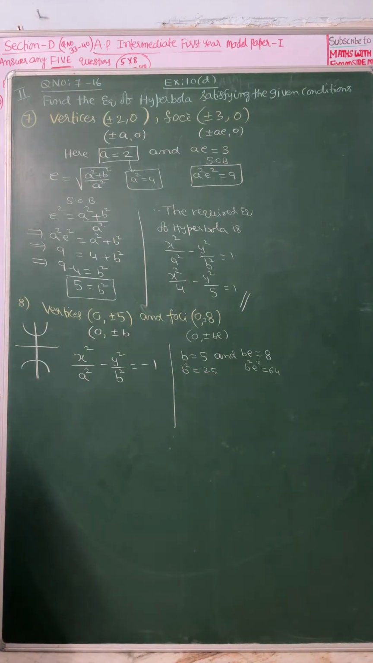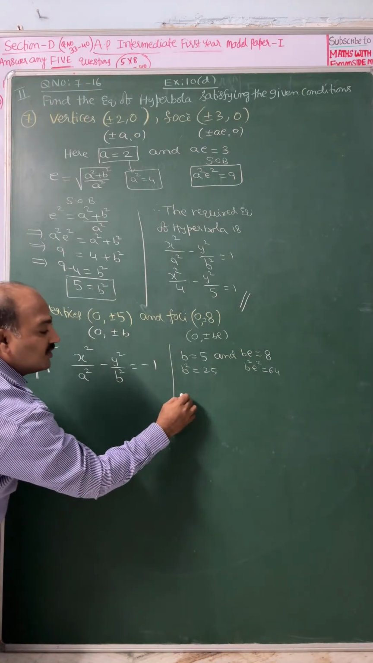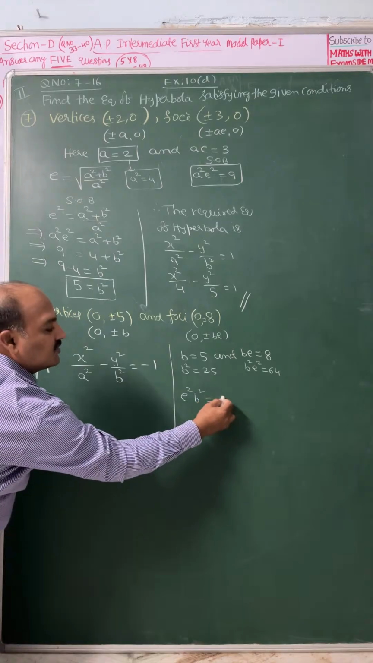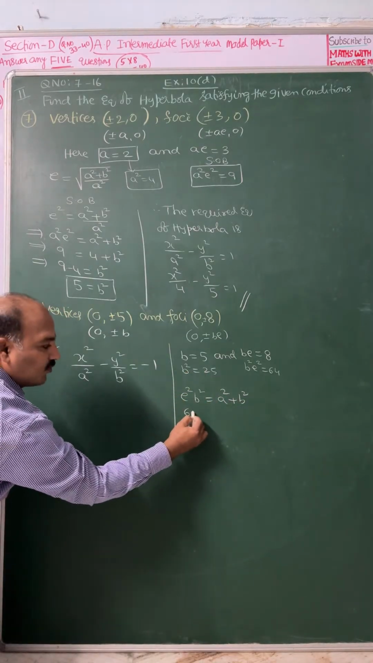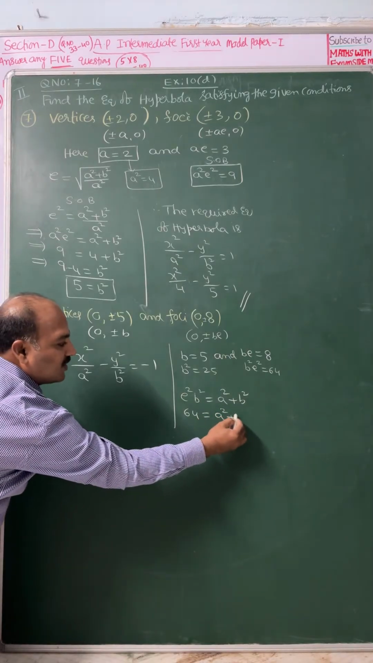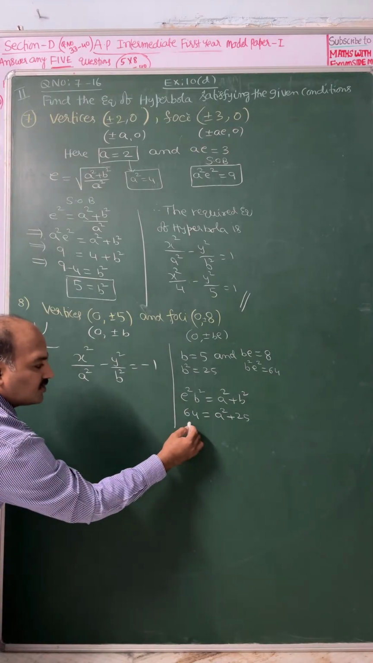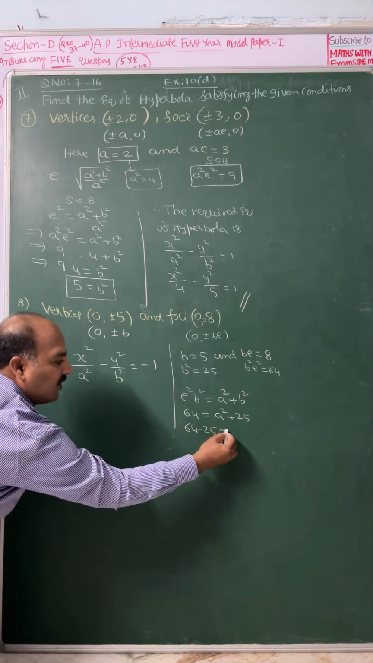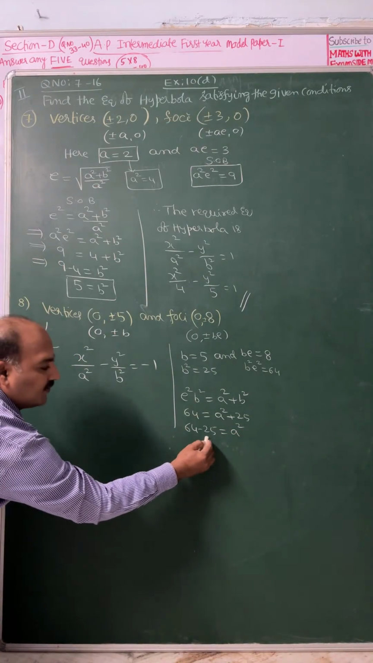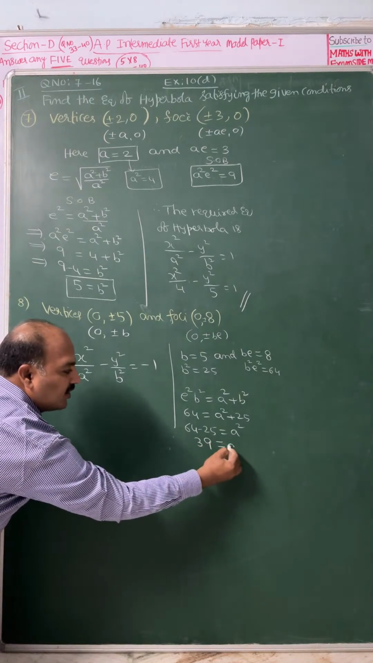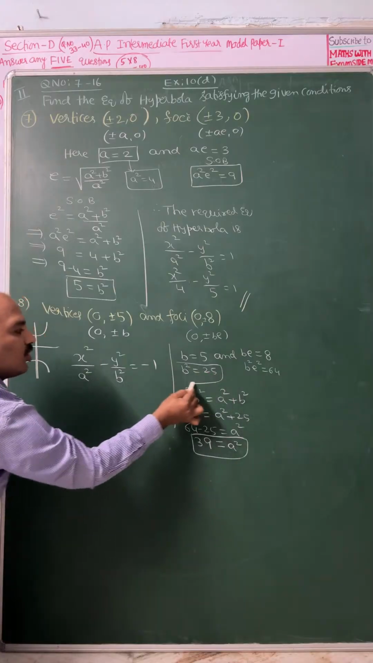So what is the use of calculating that one? Eccentricity for this is e square b square equal to a square plus b square. So substitute in this. 64 is equal to a square plus 25. 25 bring this side. So what happens? 64 minus 25 equal to a square. 39 equal to a square. So a square value we got, b square value also we got.